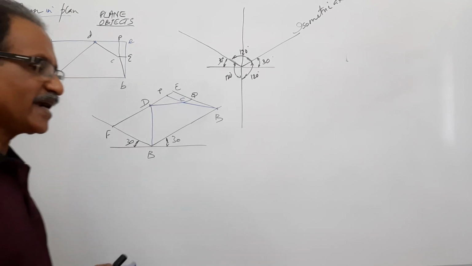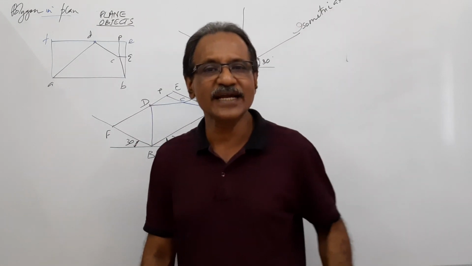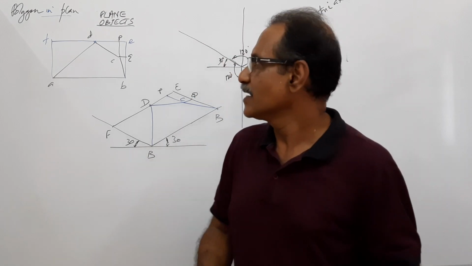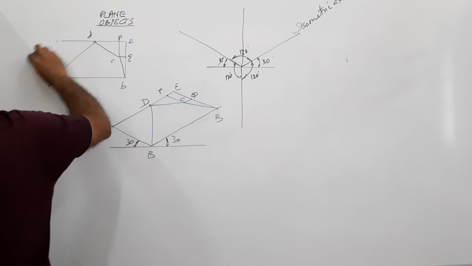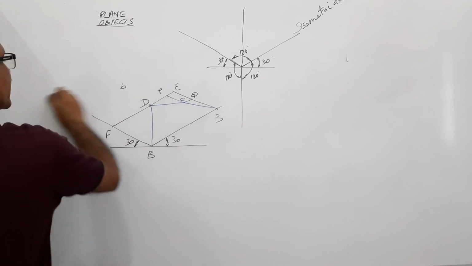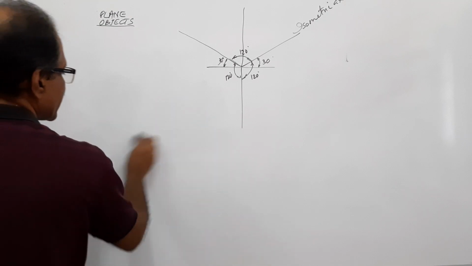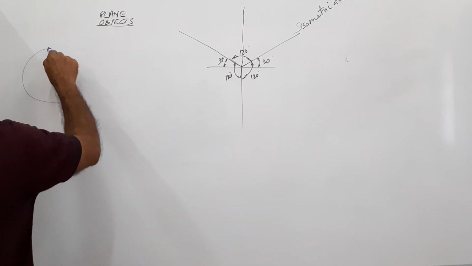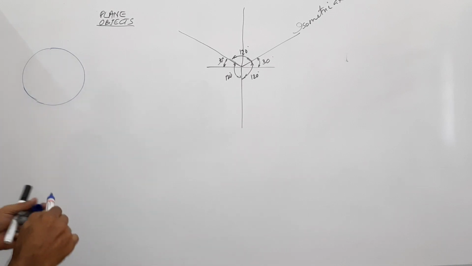So what have we learned? We have learned iso-view of a rectangle, iso-view of a triangle, iso-view of a polygon seen in elevation as well as plan. Next is iso-view of a circle. Iso-view of a circle seen in elevation, and then we will draw iso-view of a circle seen in plan. Let this be a circle seen in elevation.